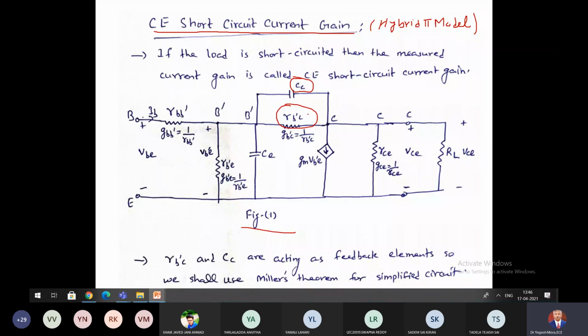Because both of them are connected to C, which is your output terminal, and to B dash, which is your input terminal, they are acting as a feedback element. So for the simplification of the circuit, we shall use Miller's theorem.